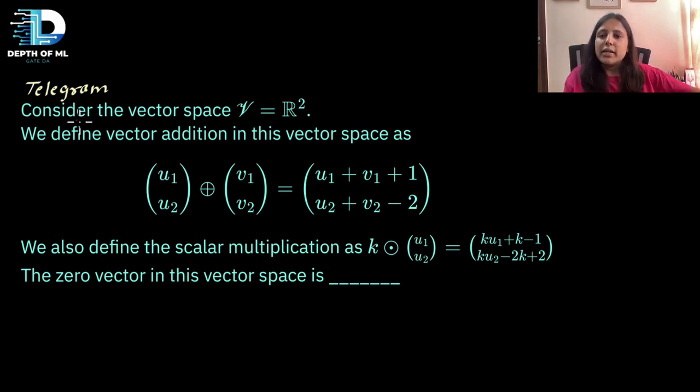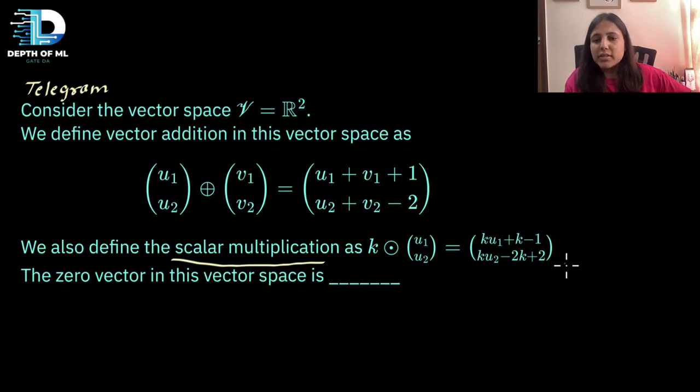Here it's saying that consider the vector space V, that is R2. We define vector addition in this vector space as this. Now in the previous questions, what we have seen is that the multiplication and the addition of the vectors was being inherited from the original vector space, right? But here they are changing this definition. They're now describing a new way to add vectors and a new way to multiply scalars with the vectors. So the vector addition is defined like this, and the scalar multiplication is defined like this.